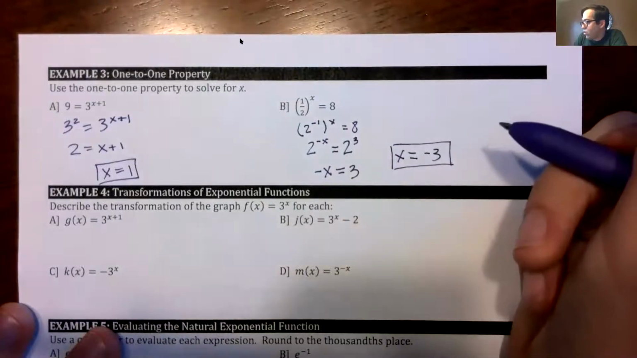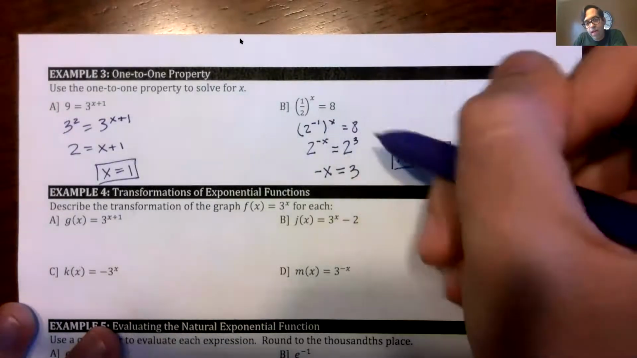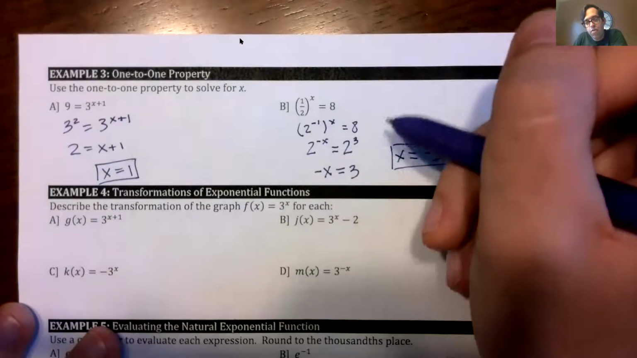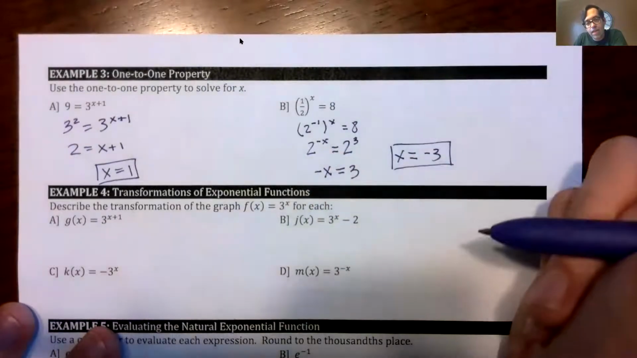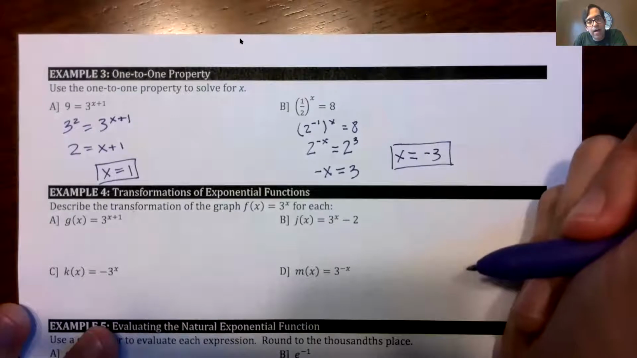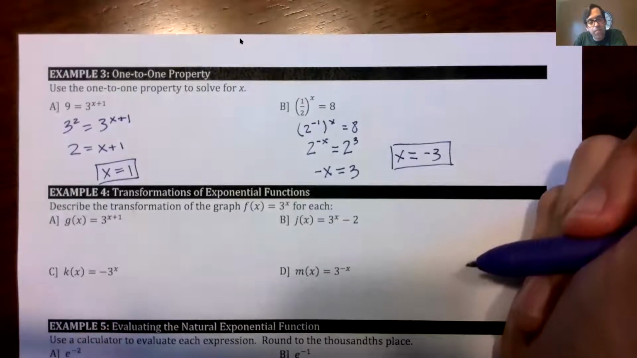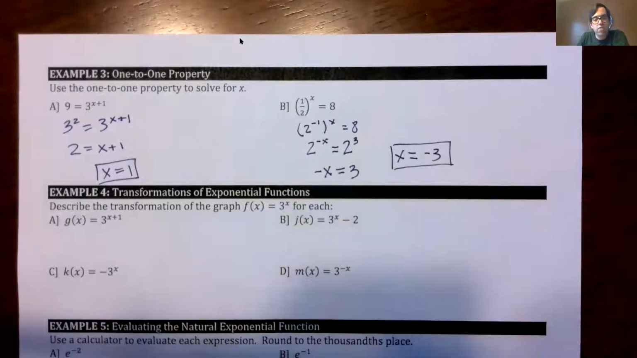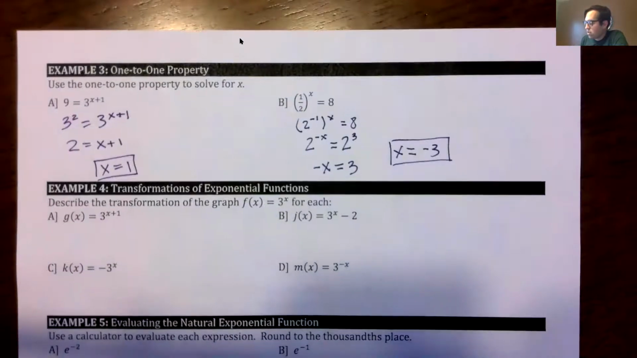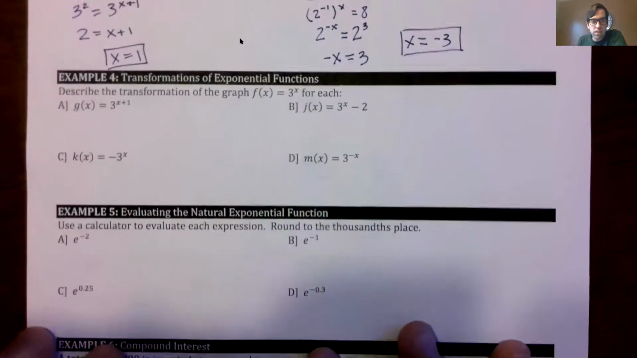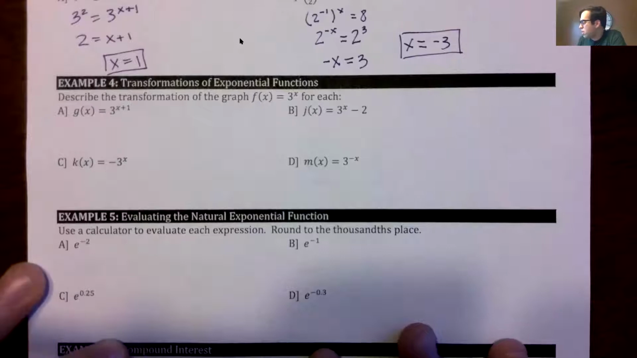Now that is not the only way to approach this question. You could also change the 8 to 1/2 to the negative third, and you would still get that x is negative 3. But that's the general process we want to use there for the one-to-one property. Let's look at example 4, transformations of exponential functions.